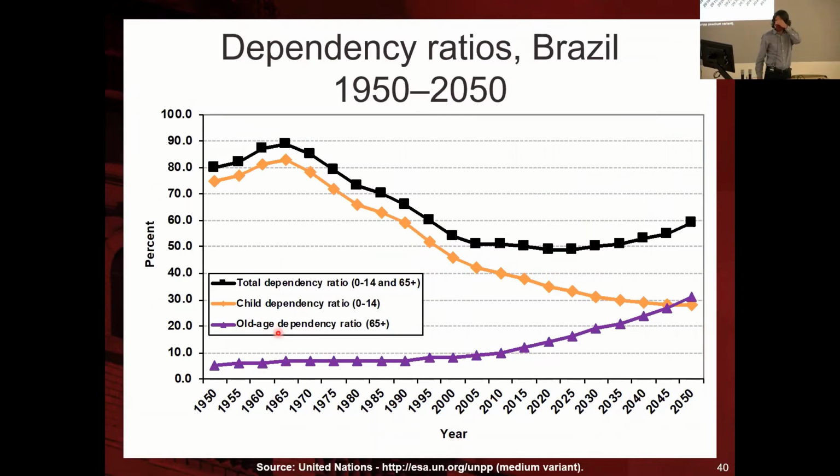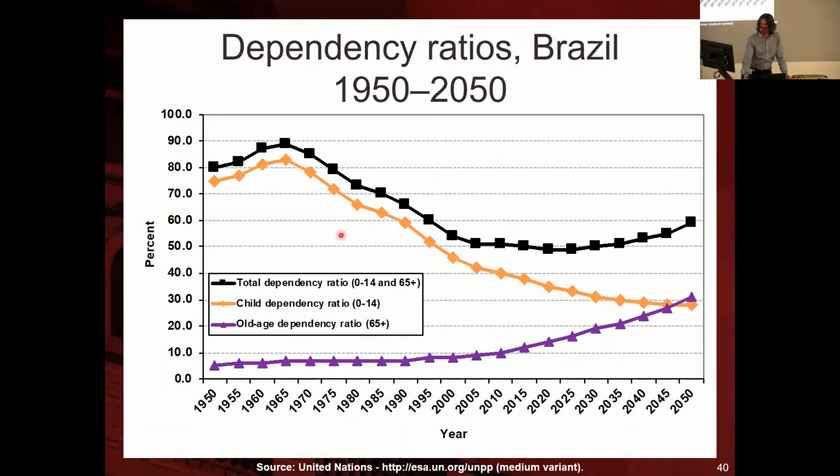This is an example only about Brazil. So here I'm showing all the ratios. The old age dependency ratio in purple, the child dependency ratio in orange, and the total dependency ratio in black. And for several years as well, and I collected this information from the United Nations. Okay?